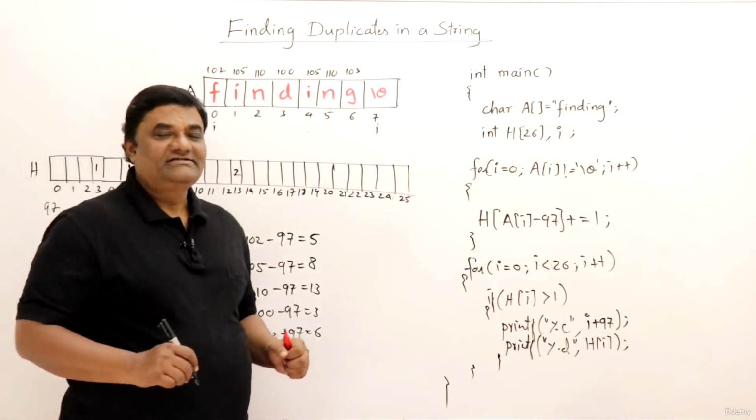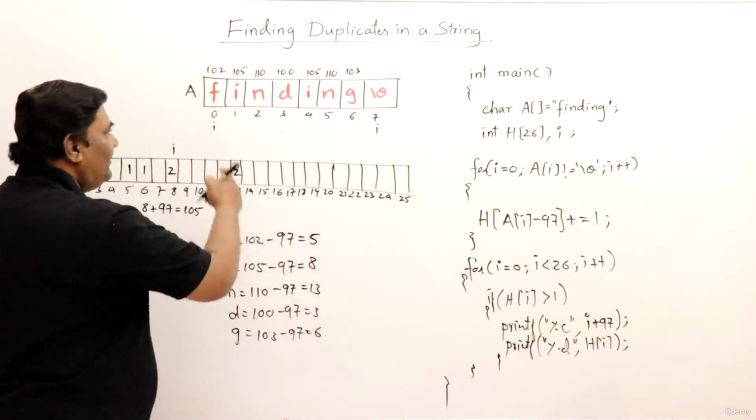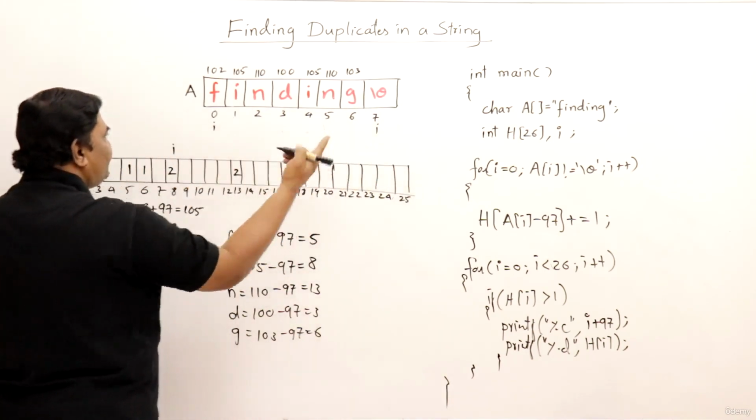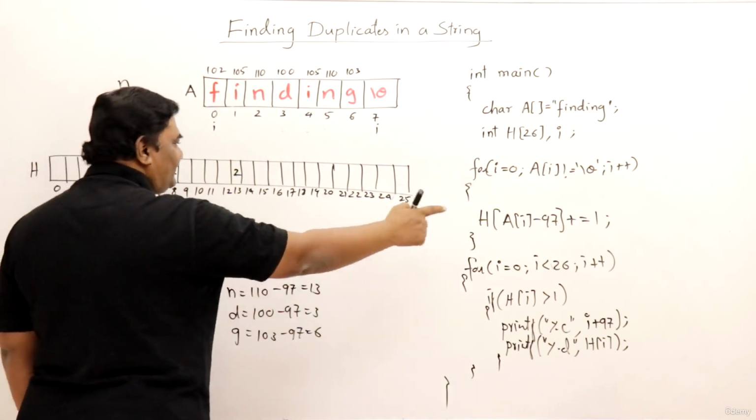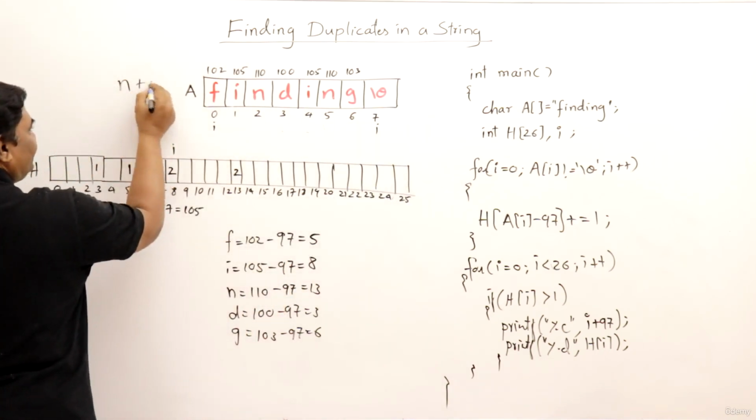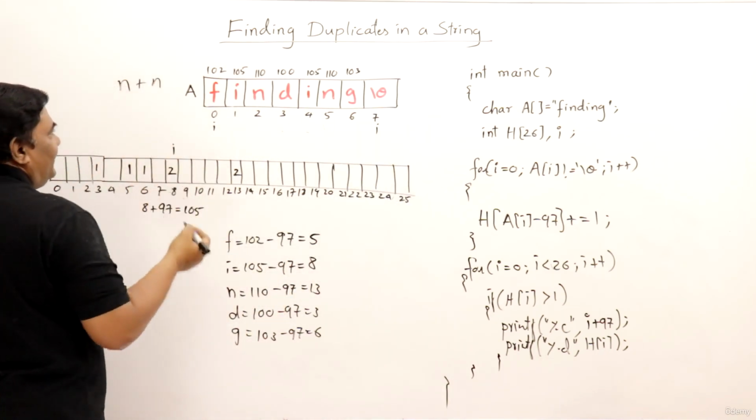Now if we do the analysis, how much time is it taking? We are scanning through this string. The string is linear always, so let us say n. And again we are scanning through this hash table. So this is also linear, so this is also n.